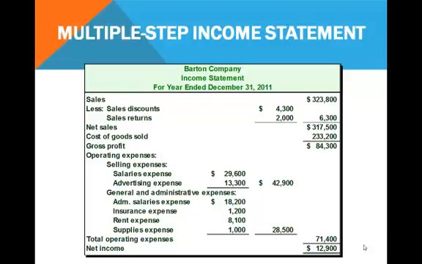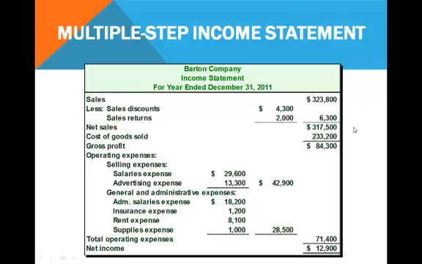The main subtotals on this income statement are net sales, which you can see right here. That's our sales, less sales discounts and sales returns and allowances. That's net sales. The next main subtotal is gross profit. That's net sales minus cost of goods sold to get gross profit. And the next big subtotal, of course, is the final total, which in this case is net income. So gross profit minus the operating expenses equals net income.